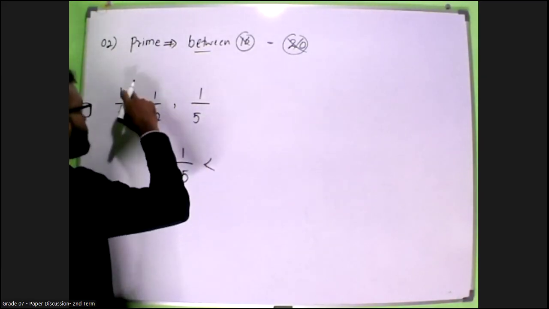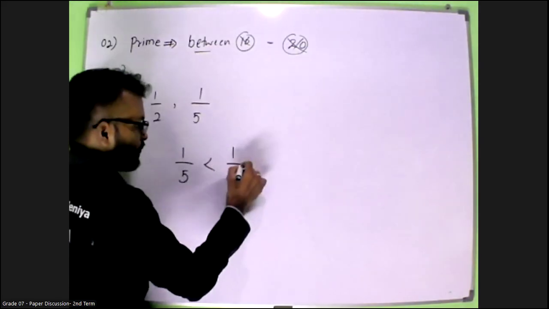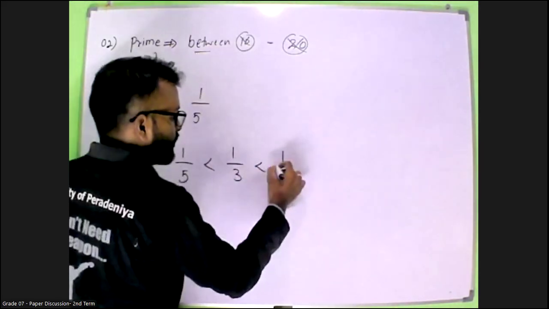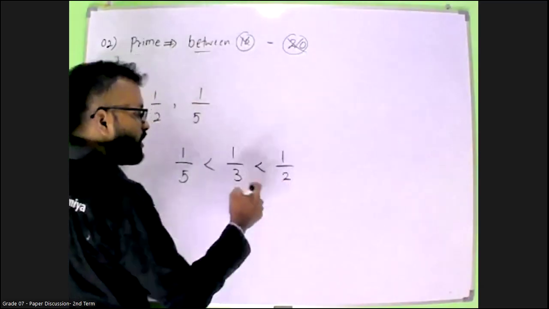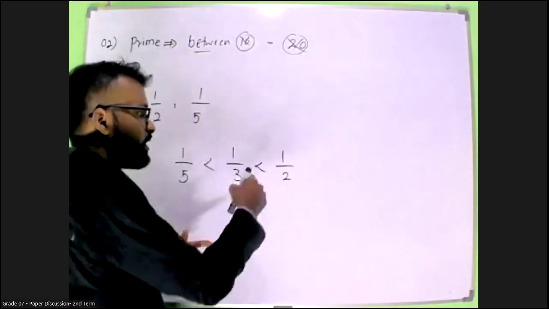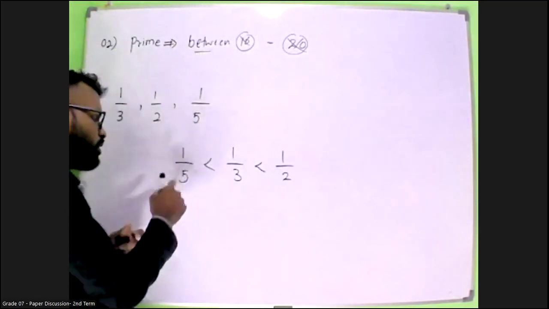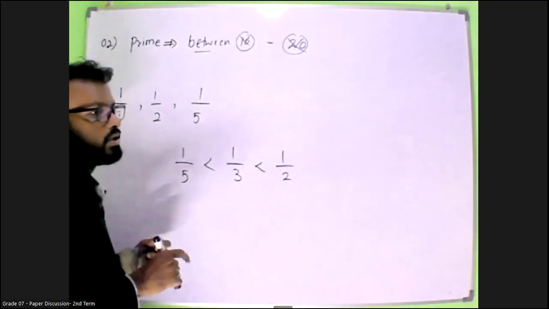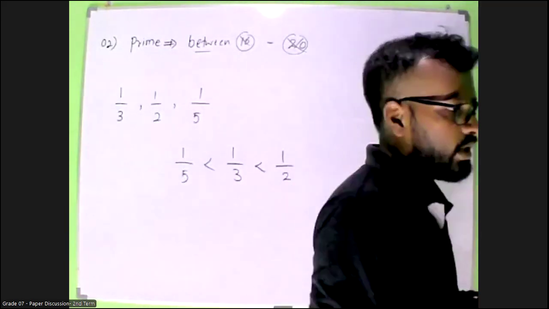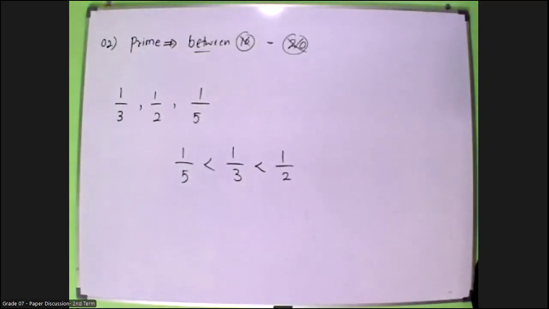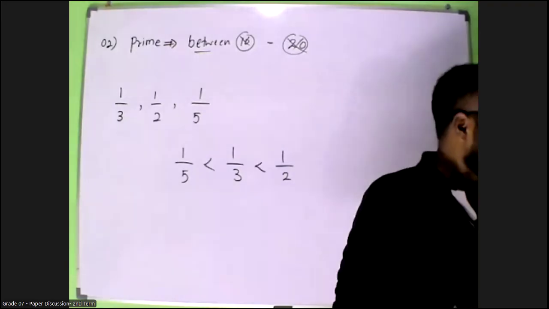Then you can write 1 upon 3. And finally, the biggest fraction will be 1 upon 2 because the denominator is smaller. This one is the biggest fraction. This one is the smallest fraction, which has the biggest denominator. Okay.